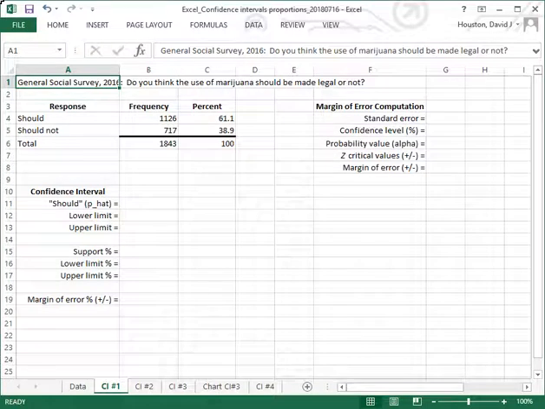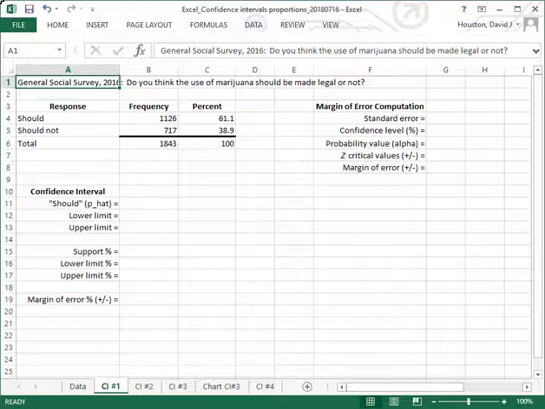For this first example of how to construct confidence intervals around sample proportions in Excel, I've got data from the General Social Survey from the year 2016, where respondents were asked the question, do you think that the use of marijuana should be made legal or not? There are two response options I reported here: respondents who indicate it should be made legal, and those who indicate that it should not be made legal.